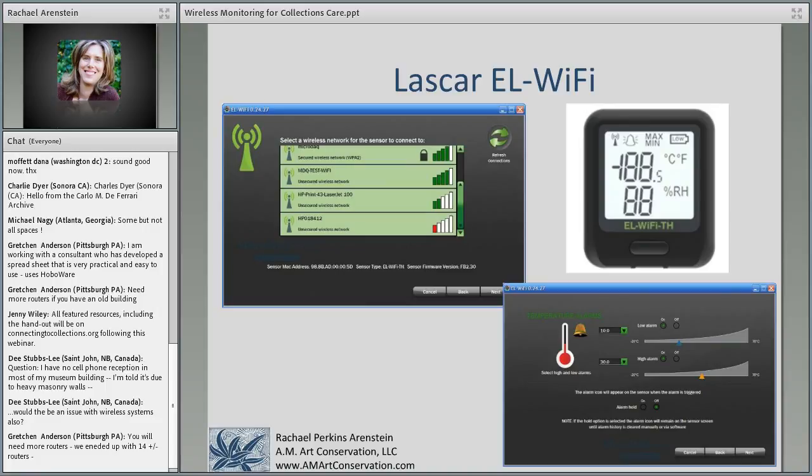The other screenshots that you're seeing here is basically you must have, for this unit to work, a functional Wi-Fi network within your institution. And once you set this up, essentially here on the left screenshot, you'd be picking which Wi-Fi system you're going to connect onto. And then you'd go to your next screen where you can set up things like your temperature and relative humidity alarms.